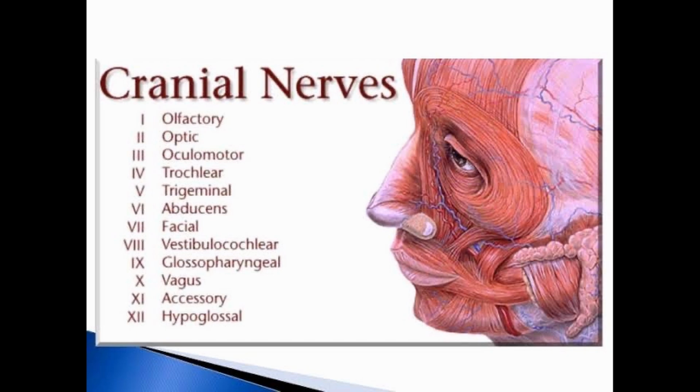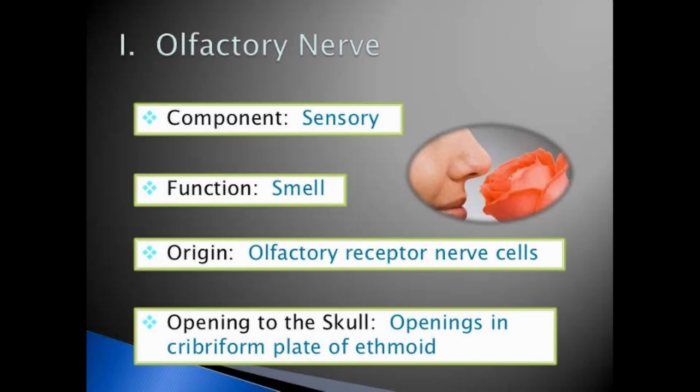So firstly we discuss the olfactory nerve. The component of the olfactory nerve is sensory, and the function of the olfactory nerve is smell. It takes origin from the olfactory receptor nerve cells, and the opening is the cribriform plate of the ethmoid. So this is the olfactory nerve, that is for the smell sensation.